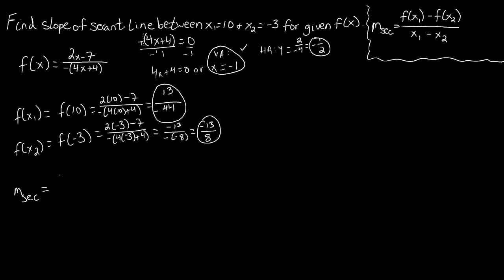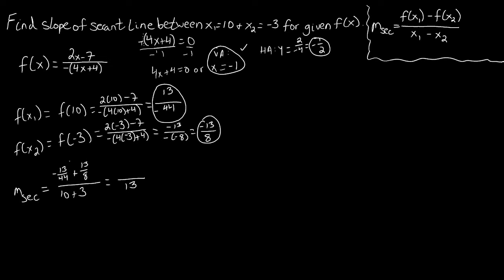So we have f of x1, which we evaluate to be negative 13 over 44. Then we have f of x2, which is negative 13 over 8. So this is actually going to turn into plus 13 over 8, because our formula calls for subtraction and we have a negative value. A negative times a negative is a positive, so we have this on the top. And then our bottom is simply going to be 10 plus 3. Because again, we have a negative value, a subtraction in the equation, so we're going to have a positive down there. We see very quickly that our denominator becomes 13.